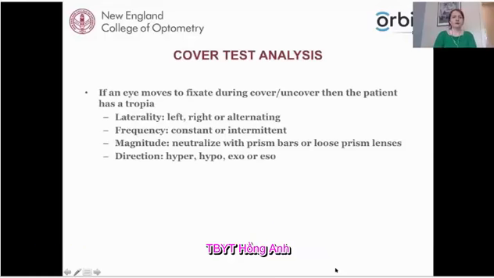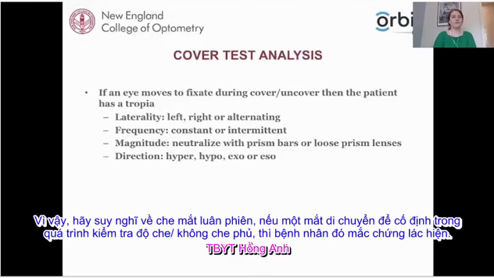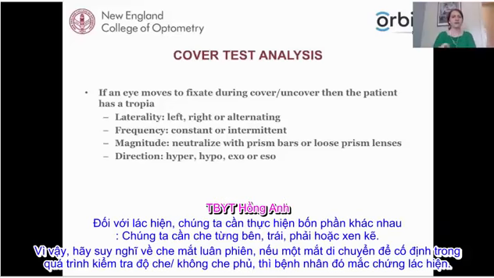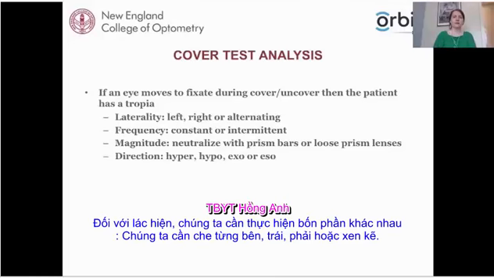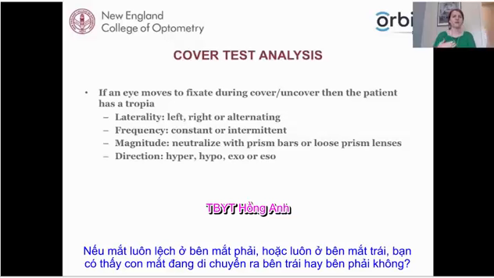So thinking about cover analysis, if an eye moves to fixate during the cover-uncover test, then that patient has a tropia. For tropias, we need 4 different components. We need the laterality: left, right, or alternating. Is it always in the left eye, is it always in the right eye? Do you see on the uncover test the eye moving out in the left or in the right? That's more of an alternating laterality.